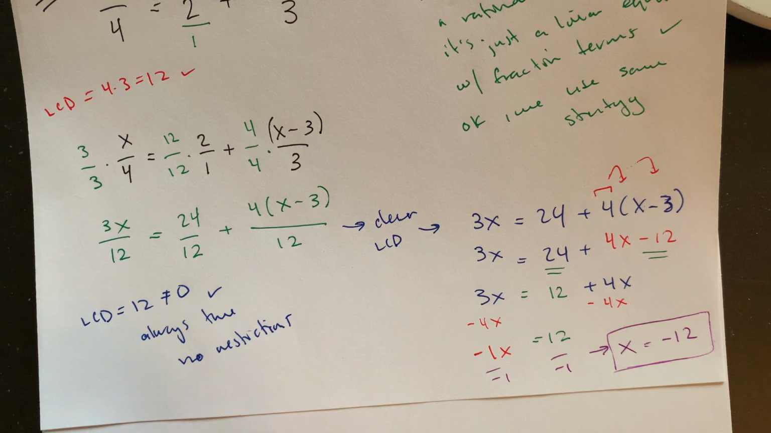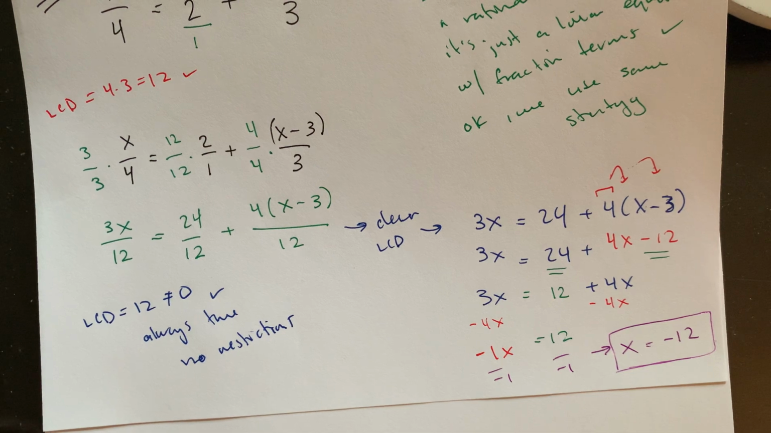The LCD here has no x values on it, so there's no restrictions. Again, technically this is a linear equation. It just has these fraction terms. I'm going to pause this one here. We'll do a part 2 on this where we actually do a couple examples with the x variable in the denominator. So that'll make it a little more complicated. So see you in the next video where we do that.